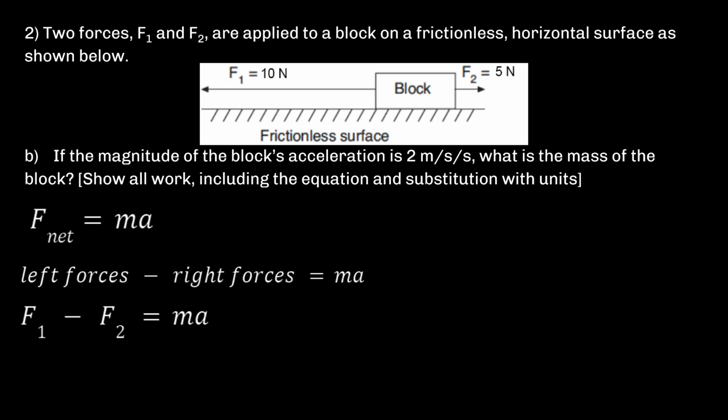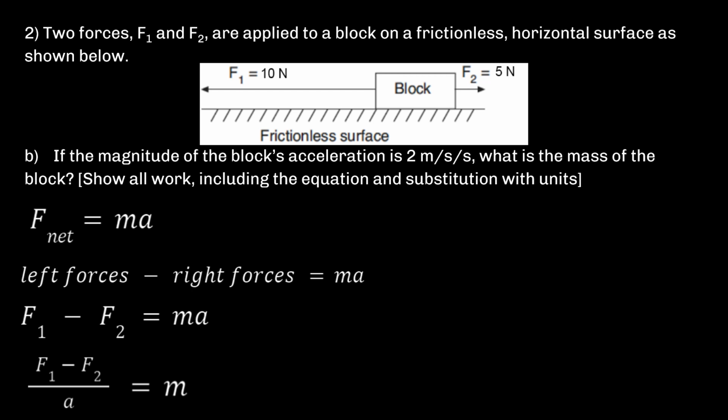Now I'm going to solve what they're asking me to solve for. They asked me to solve for the mass of the block. That is currently attached to acceleration by multiplication. So I'm going to do the opposite operation and divide out acceleration on both sides of the equation and be left with F1 minus F2 over A is equal to my mass.